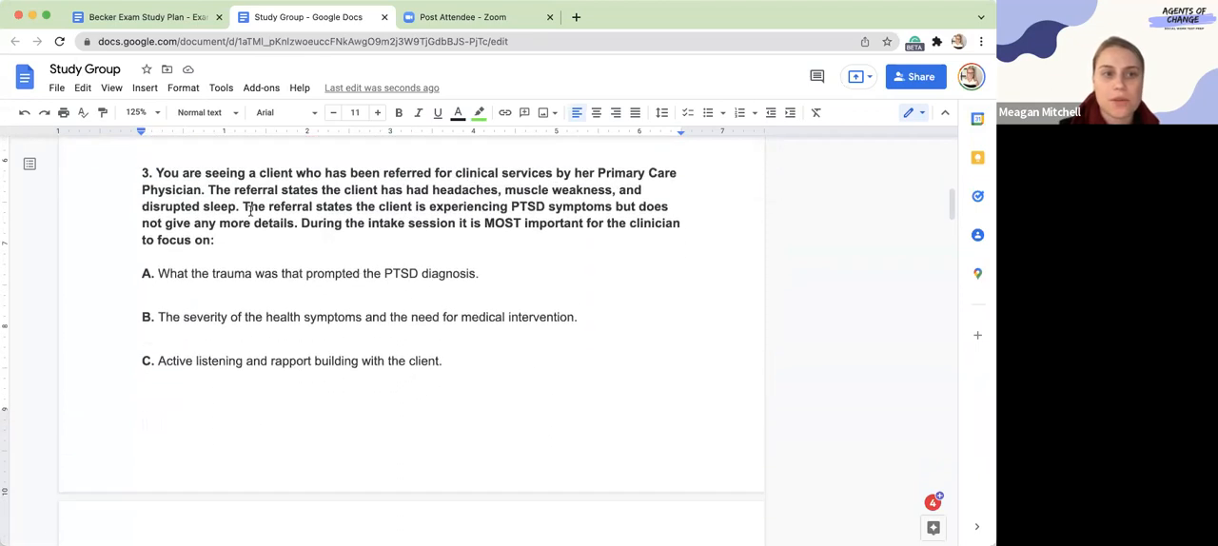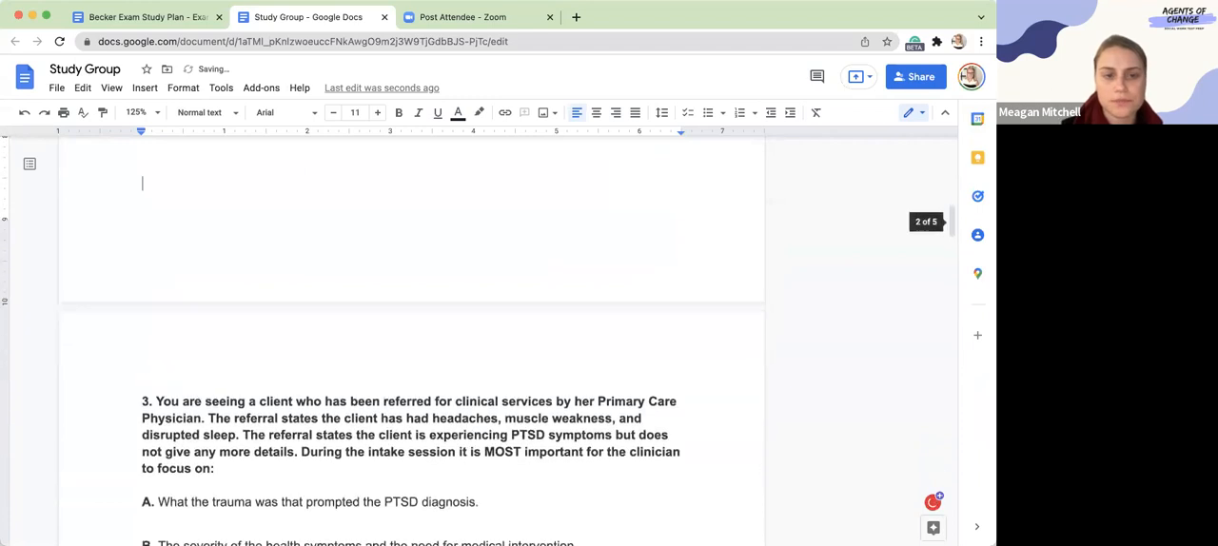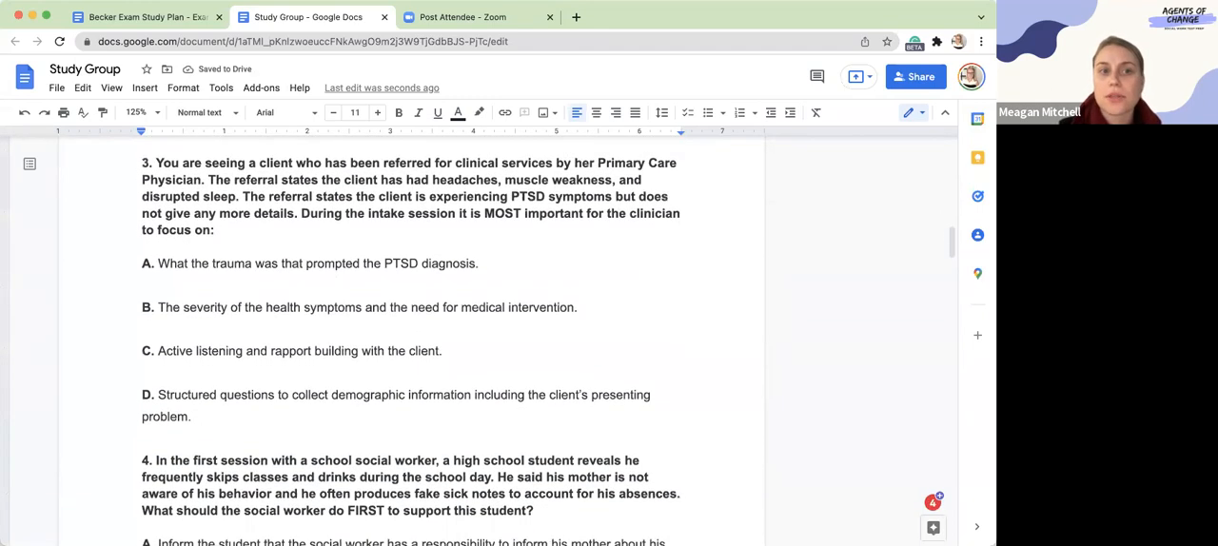Okay, number 3. I'm going to put it on the next page so we can have all the answer choices there. You are seeing a client who has been referred for clinical services by her primary care physician. The referral states the client has had headaches, muscle weakness, and disrupted sleep. The referral states the client is experiencing PTSD symptoms, but does not give any more details. During the intake session, it is most important for the clinician to focus on... before we answer, in this question stem, go ahead in the chat.